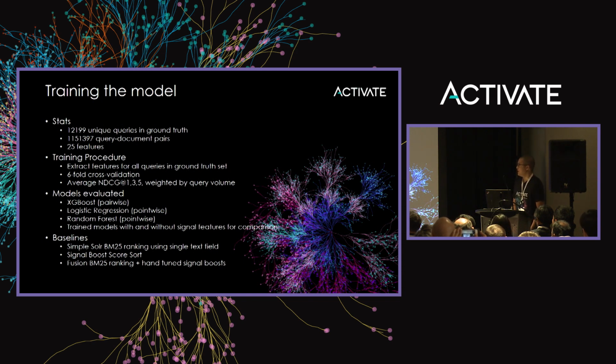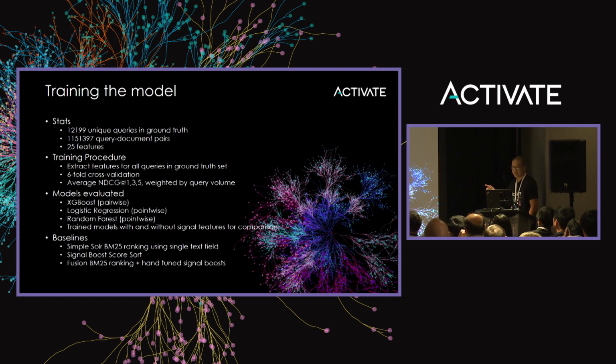The different models I evaluated were XGBoost, which is a pairwise model, logistic regression, and random forest. These are just simple pointwise models to give you a frame of reference. And then I also trained models with and without signal features, again, for comparison. Some other baselines: a super simple BM25 ranking using a single text field. We should always do better than that.